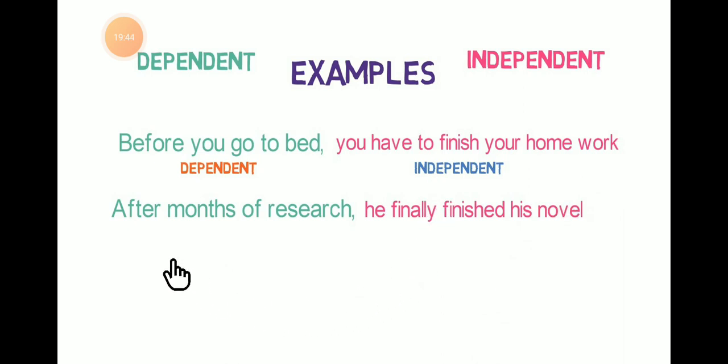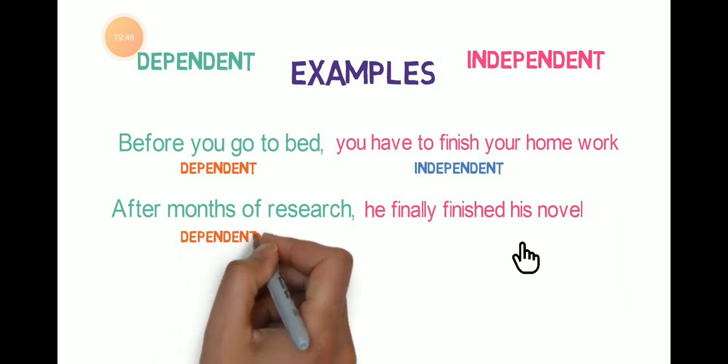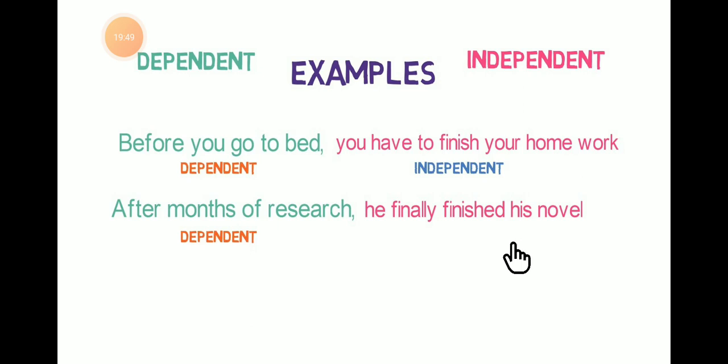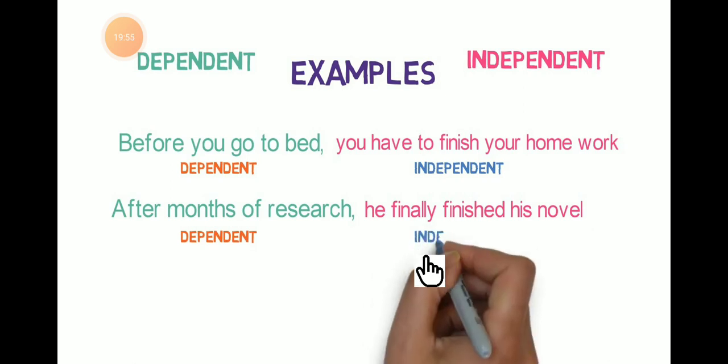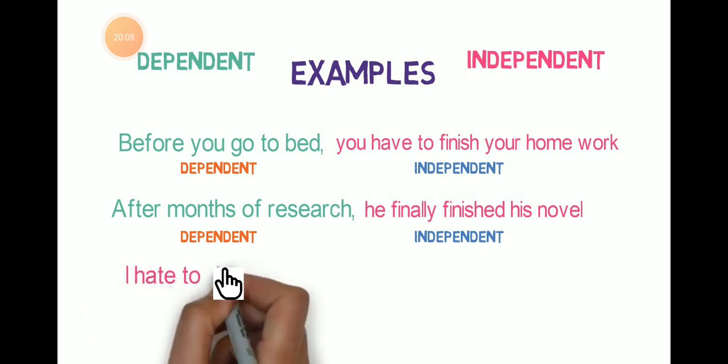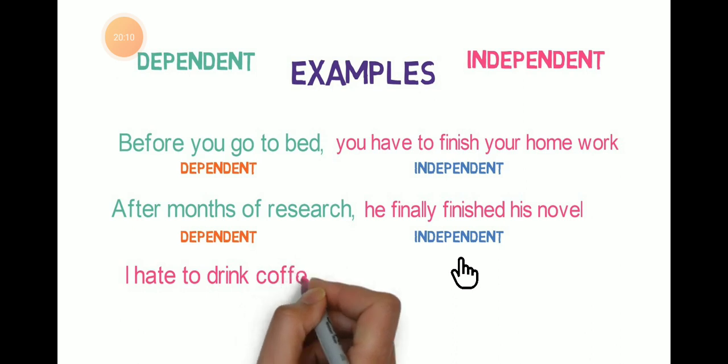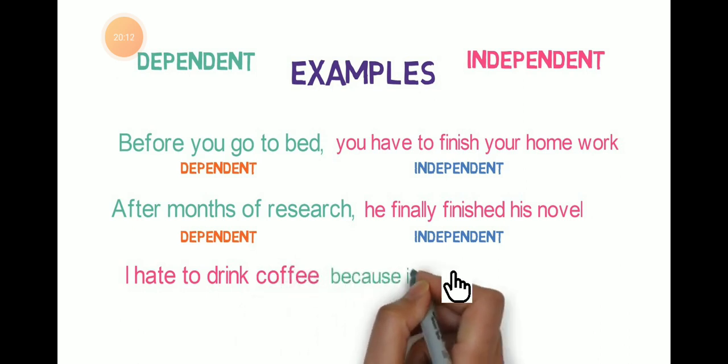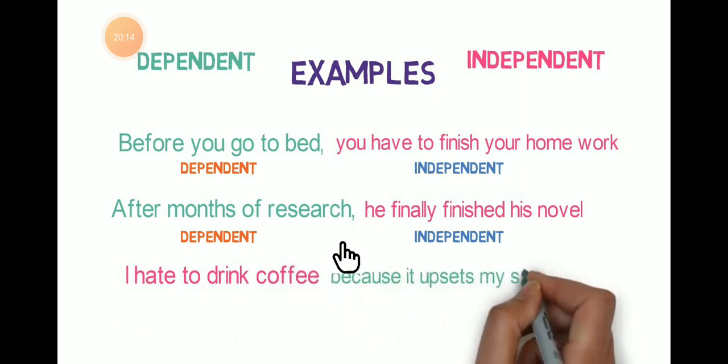So another example: after months of research, he finally finished his novel. He finally finished his novel, it gives a better understanding. So here you will get the verb finished, with the help of the helping word finally. So it is an independent clause, and after months of research doesn't give any meaning by itself, that's why it is included in the dependent clause. When a dependent clause is attached to an independent sentence, then a perfect meaning comes out of that. So it is called a clause.